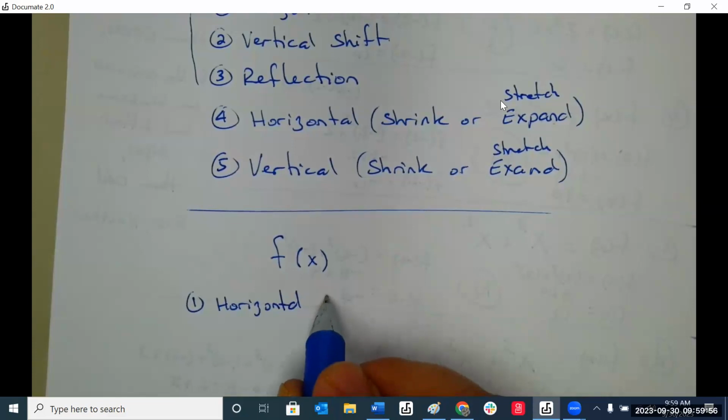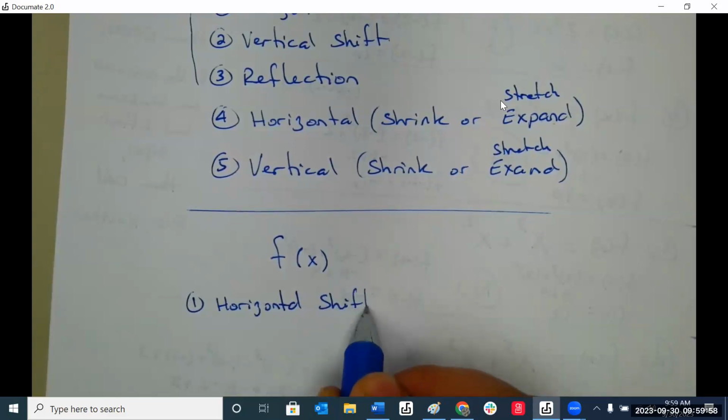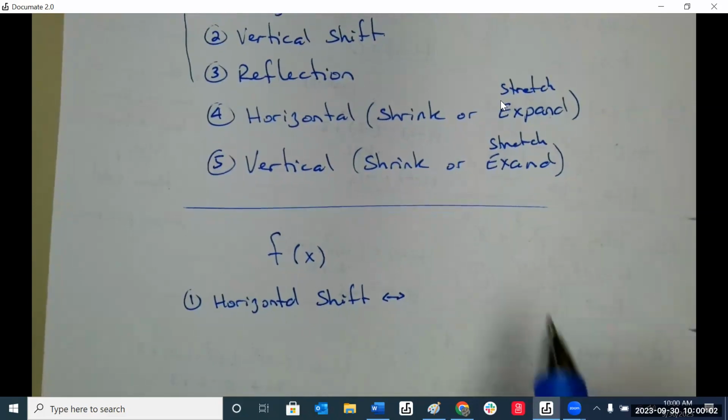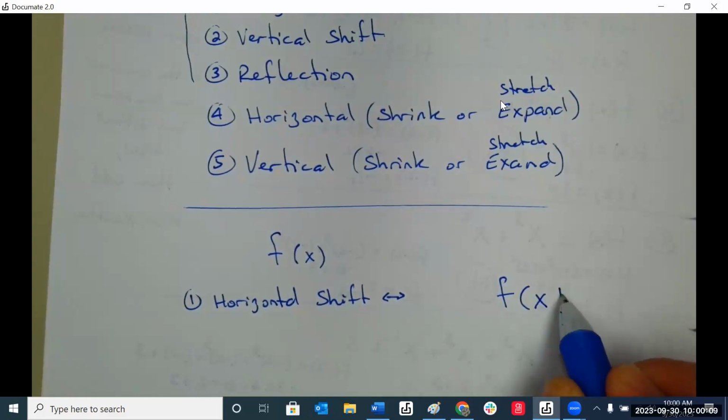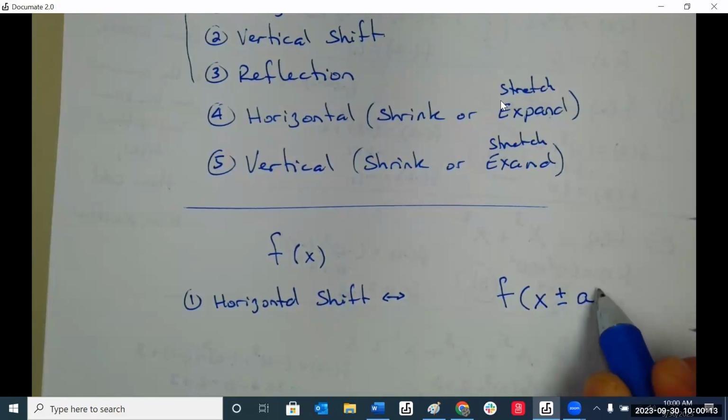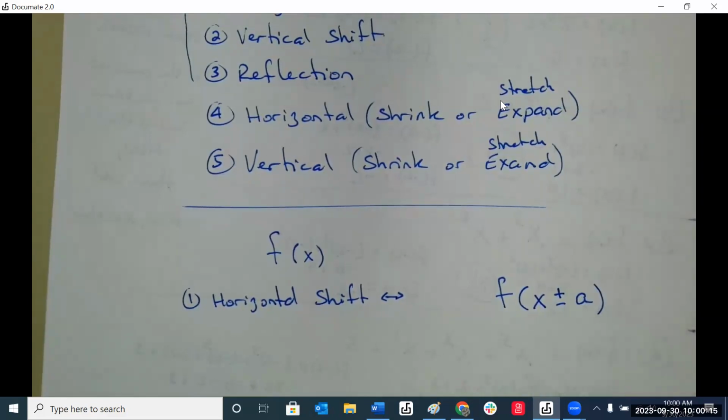A horizontal shift. No, that's either left or right. A horizontal shift occurs when x inside the equation is either added to or subtracted by a number.